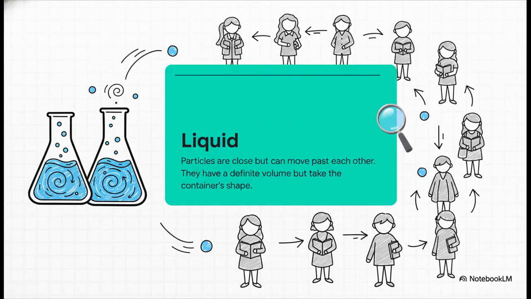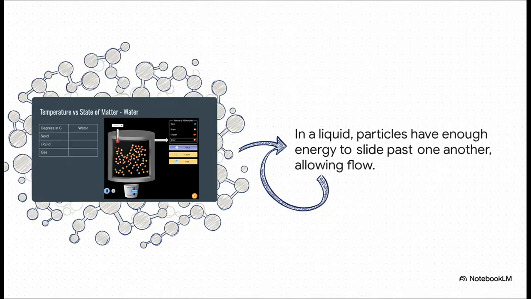Now, the particles have a bit more energy. Picture the bell ringing and everyone pouring into the hallway between classes. It's crowded, right? People are still close, but they're sliding and flowing past one another. That's a liquid. It takes the shape of whatever container you put it in. And you can see that perfect grid we saw before is completely gone. Now it's more of a jumbled group of particles, all tumbling over each other. That right there is the molecular freedom you get with a liquid.